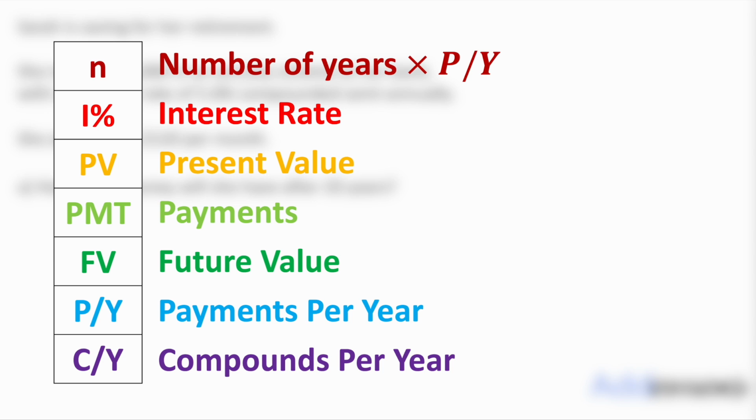We're going to need to remember that these symbols are on the app. N is the number of years times the payments per year. The interest rate is I, PV is the present value, payments is PMT, future value is FV, payments per year is P/Y, and compounds per year is C/Y. It's really important to pay attention to the N at the top. This is slightly different to compound interest. It's the number of years times the payments per year. It's not just the number of years.